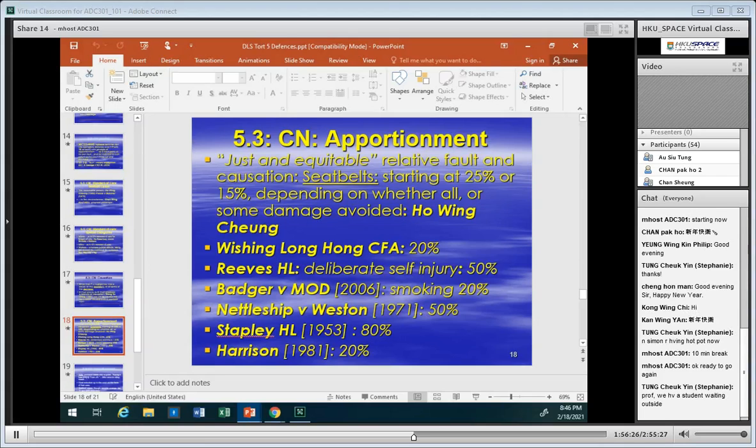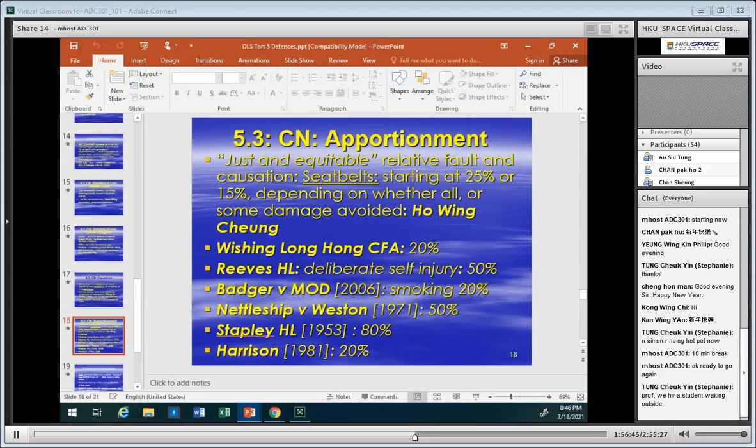defence of contributory negligence. And when you think about it, yes, because the driving instructor is partially at fault because he should have been a better instructor, if you like. And the court, in its wisdom, it's really up to the court, decided to reduce the quantum of damages in Nettleship and Weston by 50%.